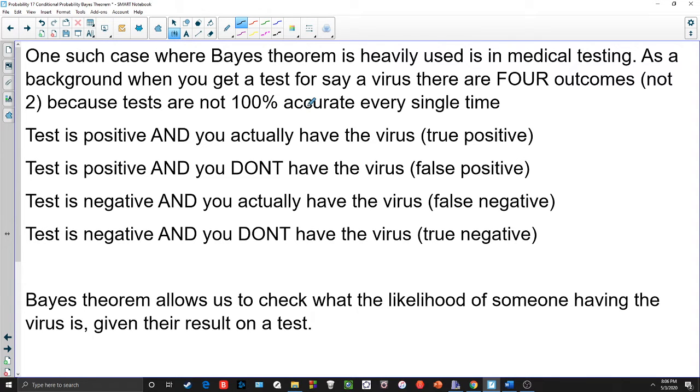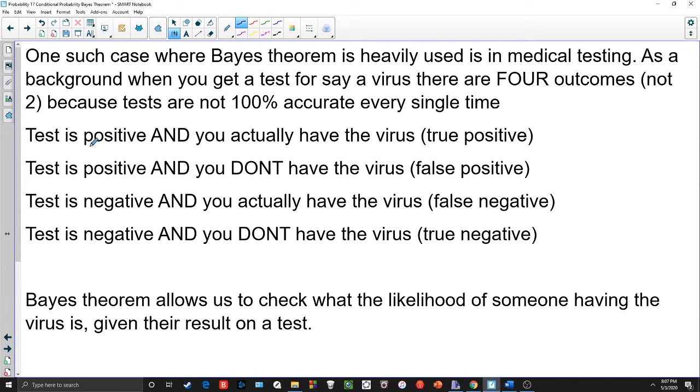And again, medical testing and gauging the effectiveness of certain medical tests is what it's really known for. So basically, let's say you have a virus, or you might have a virus, and you want to develop a test to see if you do, or if you're a doctor, you want to see if you can develop a test that will scan if somebody has been exposed to a certain, say, pandemically influenced virus. Basically, when you take a medical test, there are four outcomes that can happen, not two, but four.